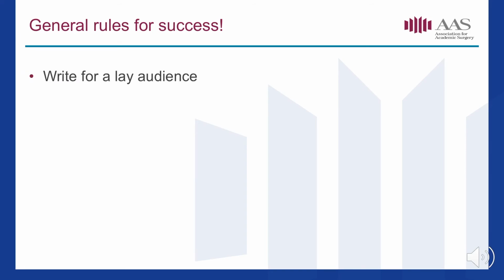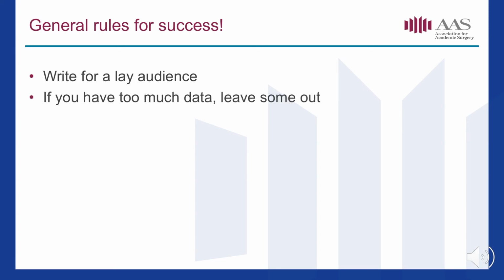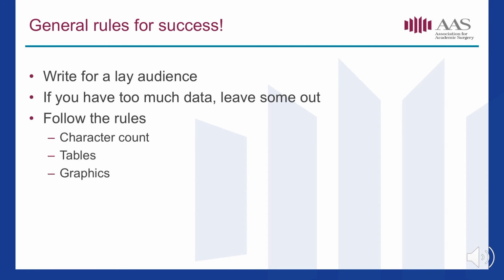So for general rules for success, make sure that you write every abstract as if it were for a lay audience. Again, your reviewer will unlikely have the experience that you or your PI does, and so you want to make things very clear. And in that vein, if you find yourself with too much data to write in the abstract, you should really consider leaving some of it out. It's better to present less data clearly than too much data cluttered and unclearly.